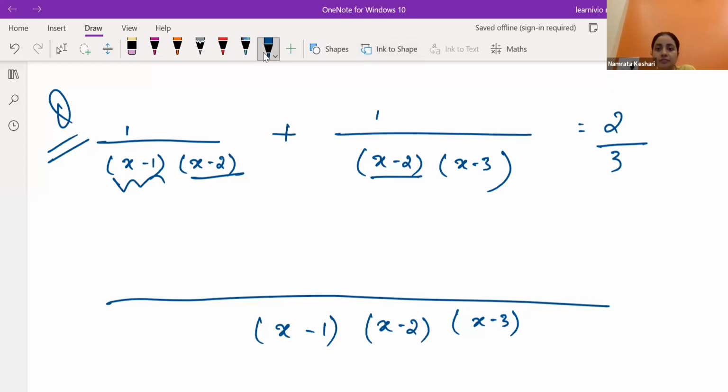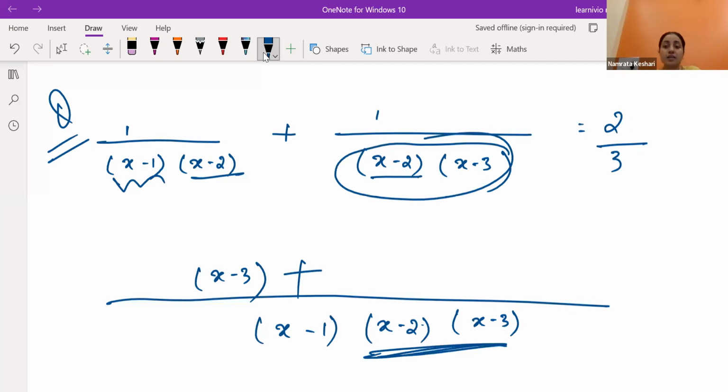First term. Yes, Zoha. Yeah, the first term will be x minus 2, and it will be x minus 3, and the next term will be x minus 1. This one is already there.